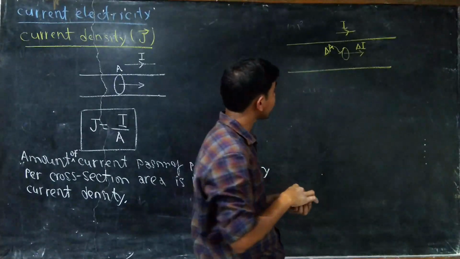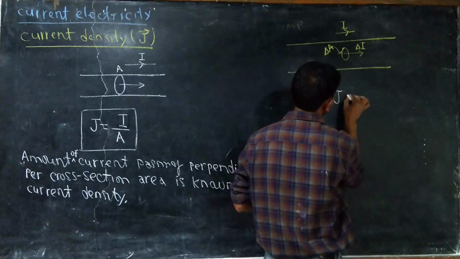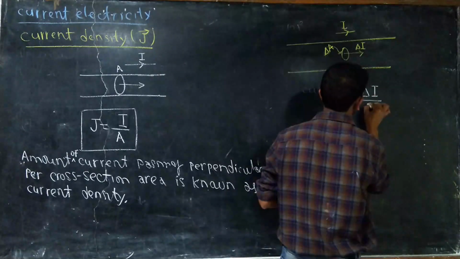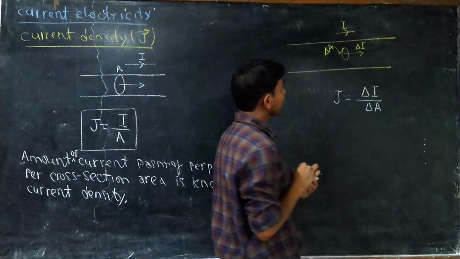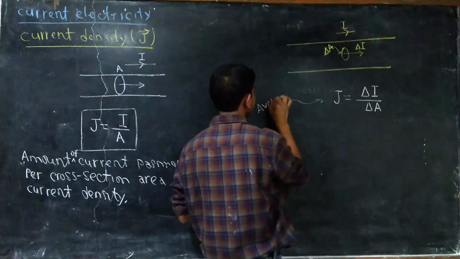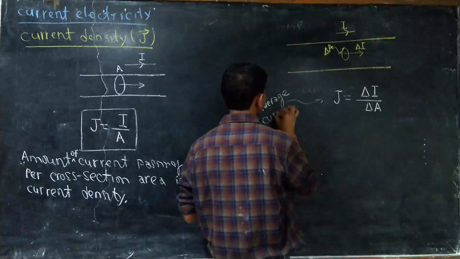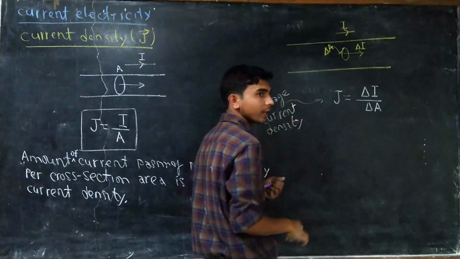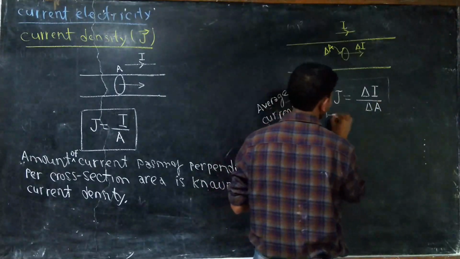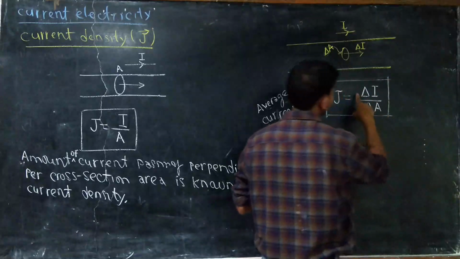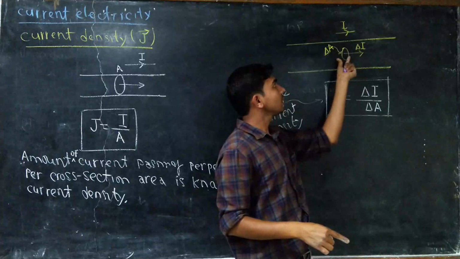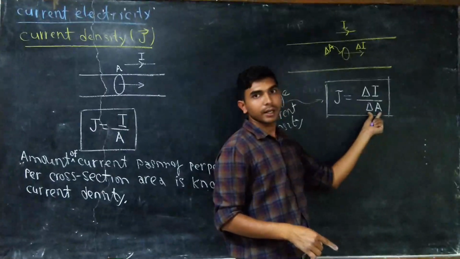Current density for this area will be J, and that J will be delta I by delta A. So this is your average current density, right? For average current density, we have to use this formula, where delta I is the current flowing perpendicularly to the delta A area.